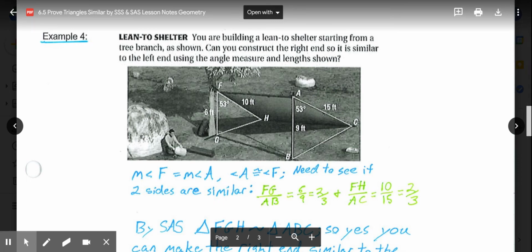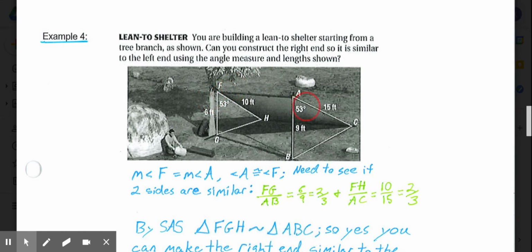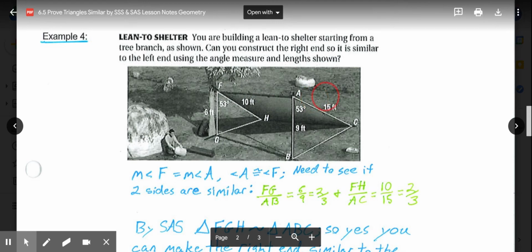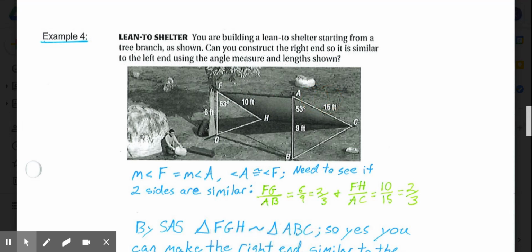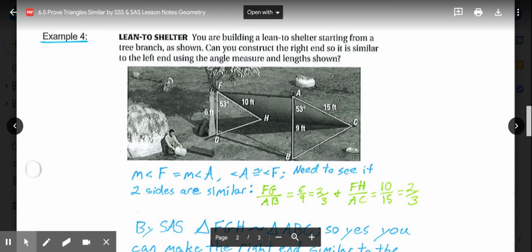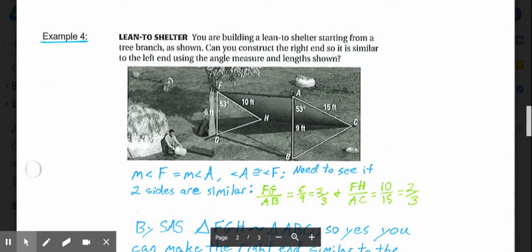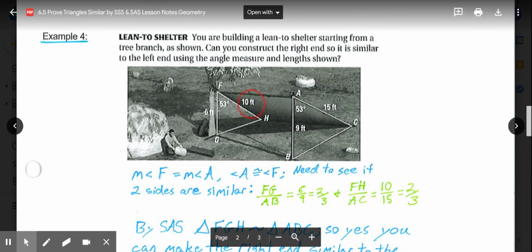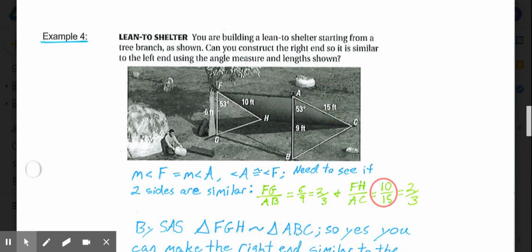We knew the measure of angle F on this triangle is congruent to angle A on this one. So angle A and angle F are congruent. We need to see if the two sides are proportional. So we need to see if FG is proportional to AB and FH to AC. Let's check our shorter sides. FG over AB, 6 over 9, equals 2/3. Check our longer sides, FH over AC. 10 over 15 also simplifies to 2/3.